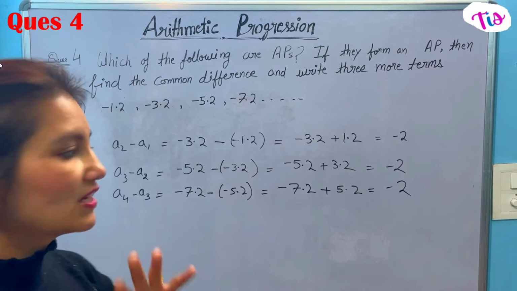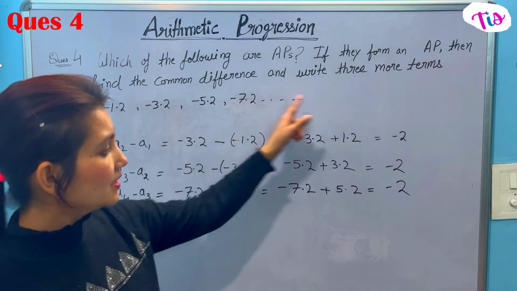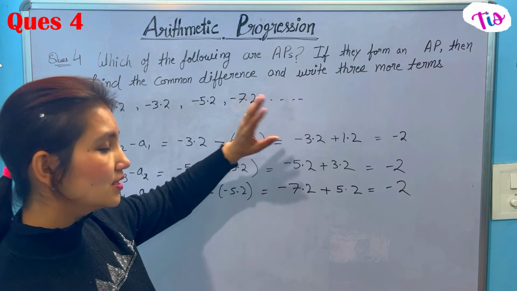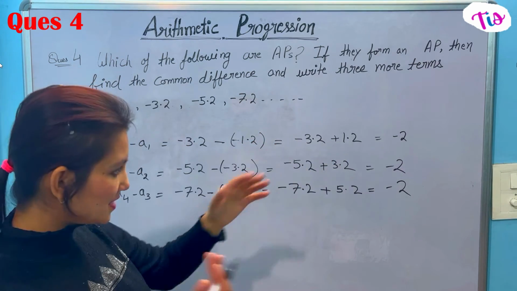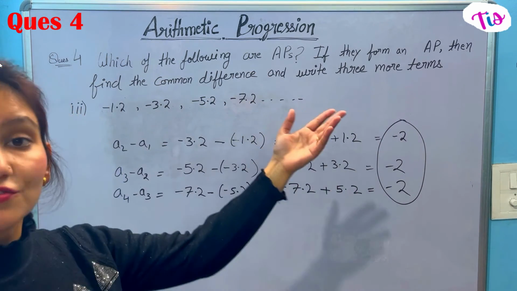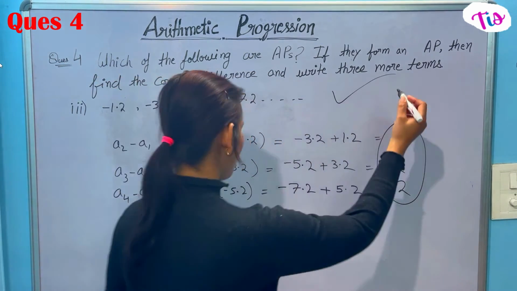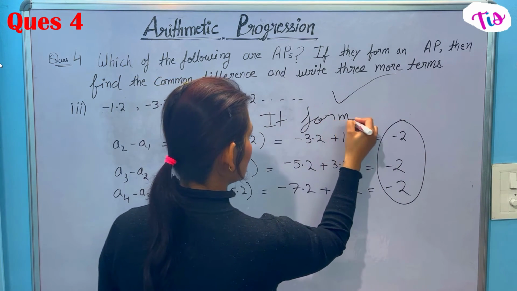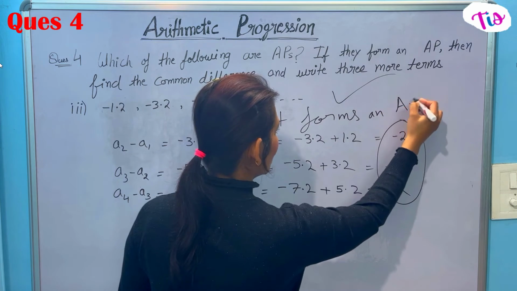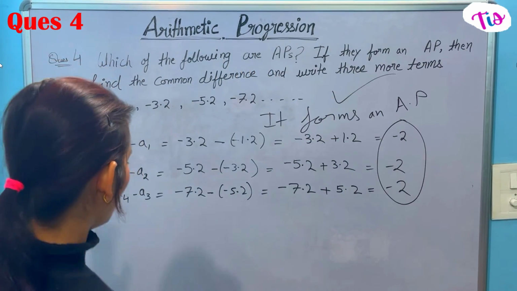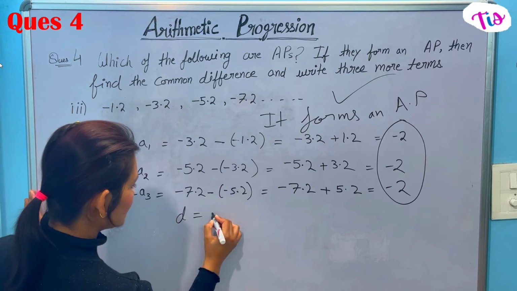So in this case we can see that the difference of consecutive terms is constant. So it means this sequence forms an AP. Now what was the next question? You just find the common difference. We know the common difference here: the common difference is minus 2.